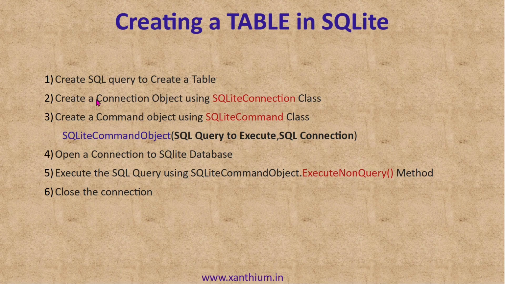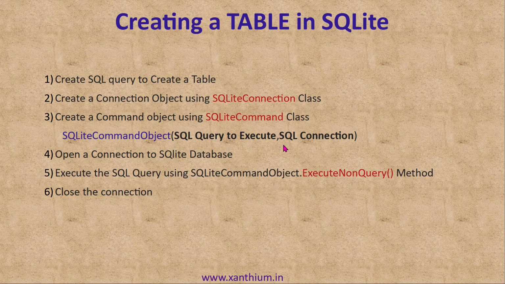Then we have to create a connection object using the SQLite connection class that we have done previously, and we'll use the same method. Then here we have to create something called a command object, which is used for executing commands inside the SQLite database. So you have to use the SQLite command class for creating a command object. The command object will take two parameters while creating the object. The first one will be the SQL query we want to execute. The other will be the connection object.